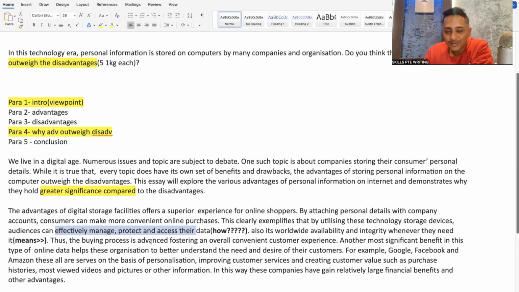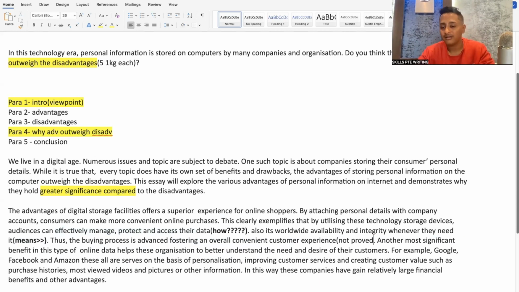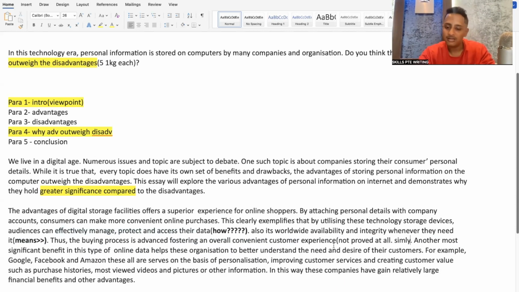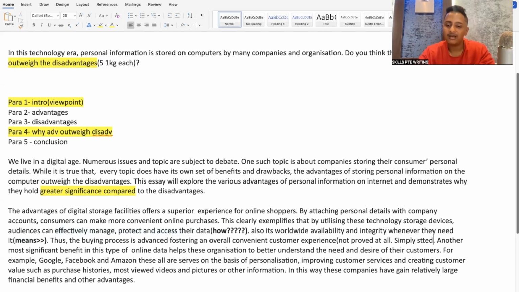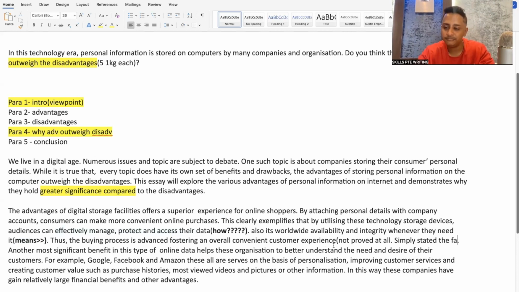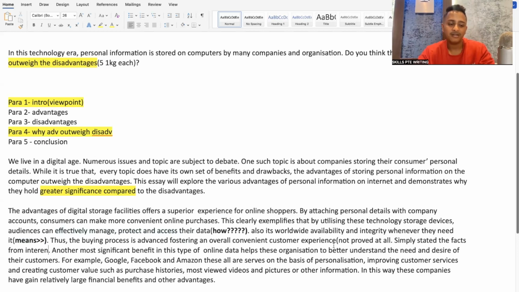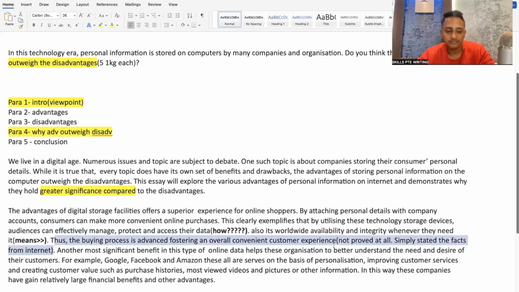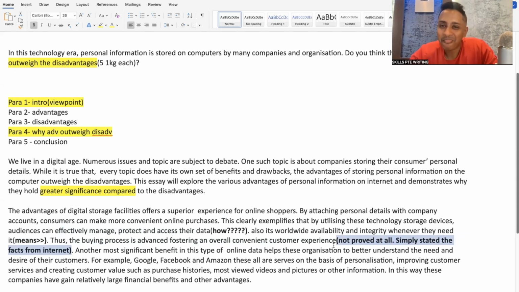Thus, the buying process is advanced, fostering an overall convenient customer experience. Not proved at all. Simply stated the facts from internet. That's it. This will not give scores, not even 6. The person has written a lot, but whatever is required is still missing. Isn't it so? So this will not give scores.